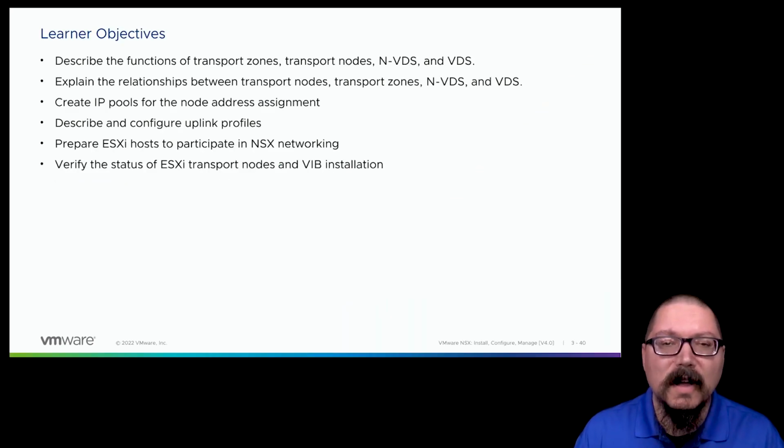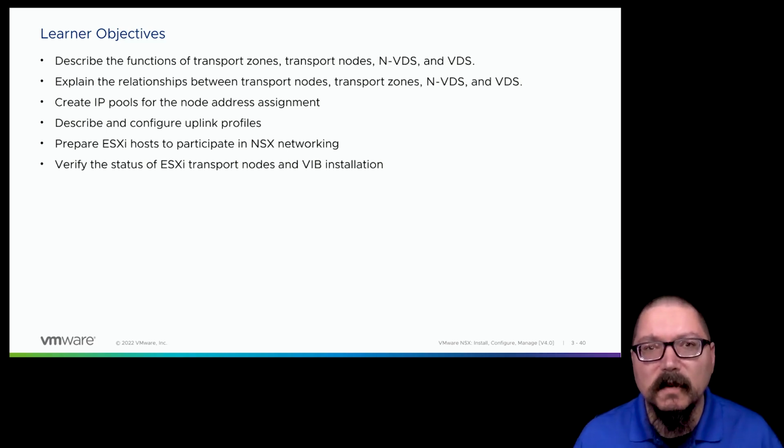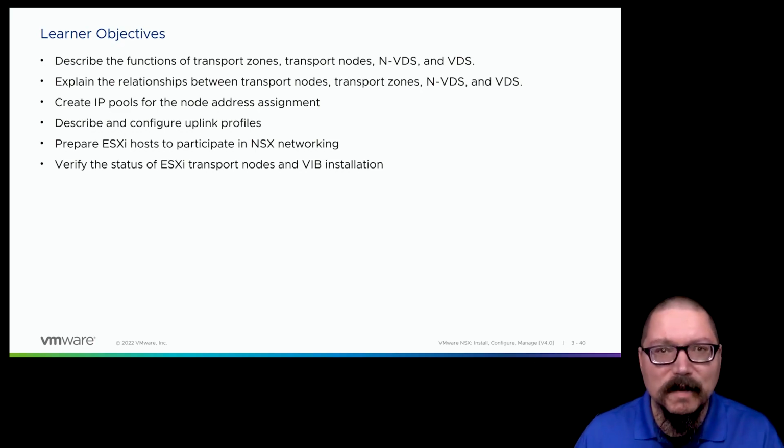So we're going to talk about transport zones and transport nodes and virtual switches and how NSX is going to interact with those virtual switches. We're going to talk about other infrastructure components like IP address pools and uplink profiles and things like that. There's a lot of stuff going on. There are a lot of pieces of this particular puzzle.